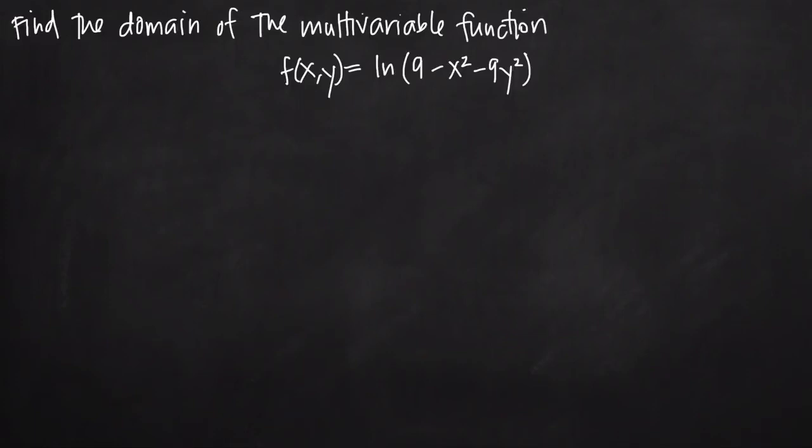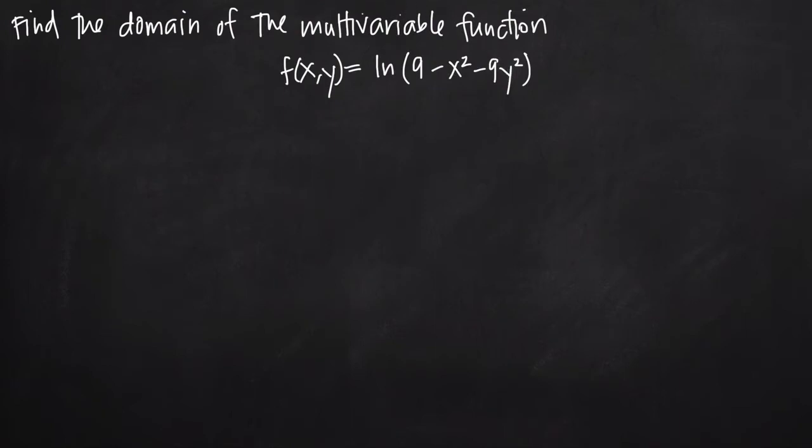Today we're going to be talking about how to find the domain of a multivariable function. In this particular problem, we've been given the multivariable function f of x, y, or you could also think of this as z, is equal to the natural log of quantity 9 minus x squared minus 9y squared.